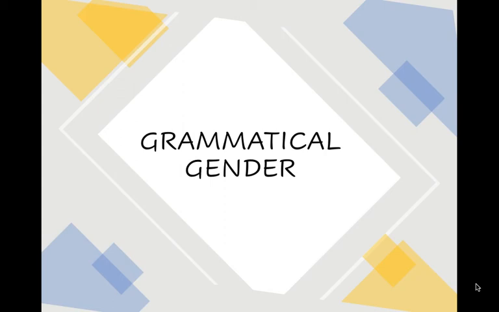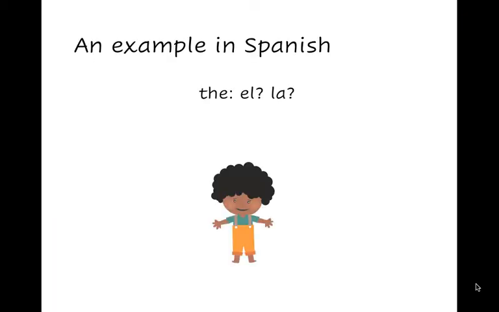Some languages have grammatical gender. As we'll see, the word gender here is a bit misleading. Let's start with an example in Spanish. If we wanted to say the child, the is el or la. How do you know which one?